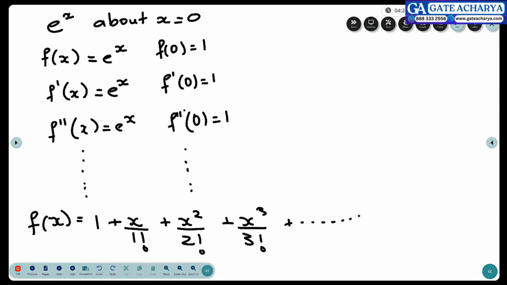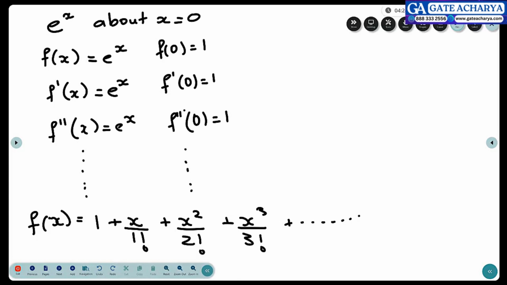What I want you to do right now is prove it for sin x and cos x. Take f of x equal to sin x and cos x. Start with sin x, please. Take f of x first as sin x. Again, start with f dash of x, f double dash of x. Like that, please find the answers.